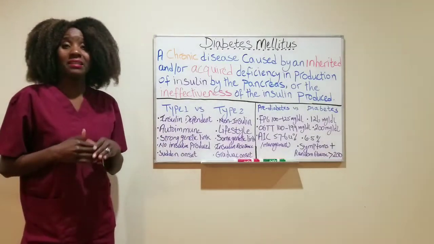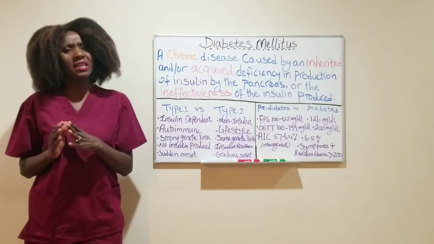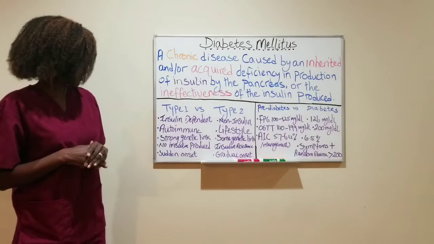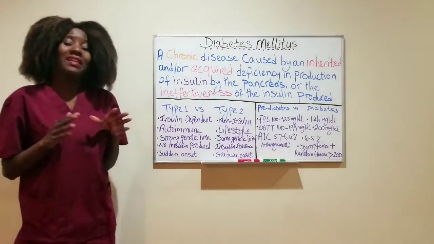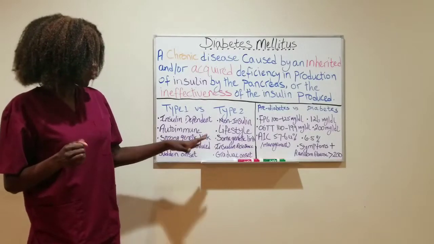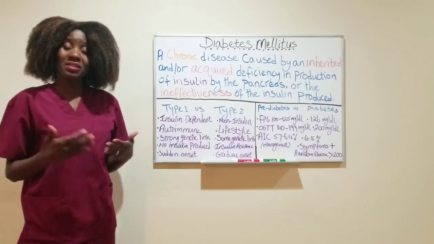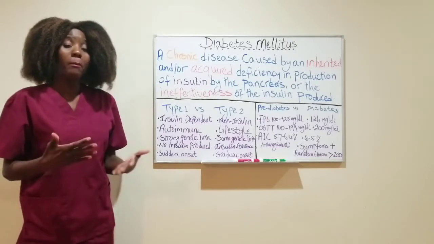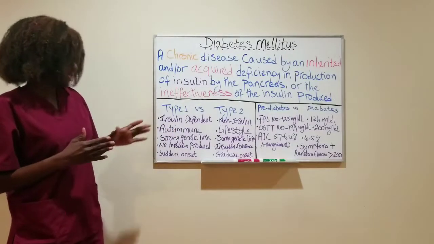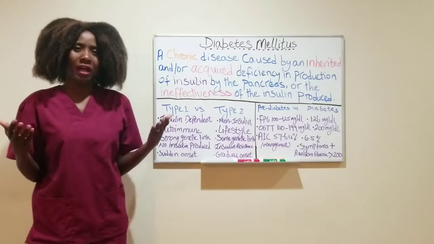Type 1 diabetes has a very strong genetic link. Type 2 diabetes has some genetic link, but it is more so caused by lifestyle factors. In type 1, you have little to no insulin being produced by the pancreas. In type 2, you have what is called insulin resistance, meaning that the person can be producing insulin, but the body does not know how to utilize the insulin. And in type 1, there's a sudden onset, and in type 2, the onset is gradual.